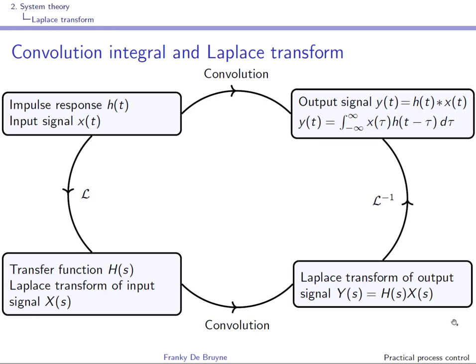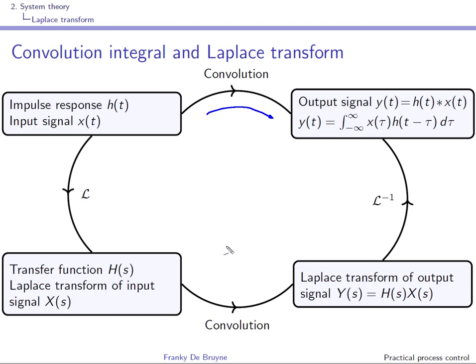So we've just seen that if you know that the system is described by an impulse response h of t and that you're given an input signal, well, you can obtain the output of the signal as follows. And here basically you stay in the time domain.